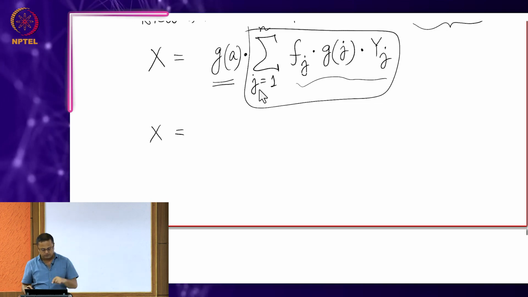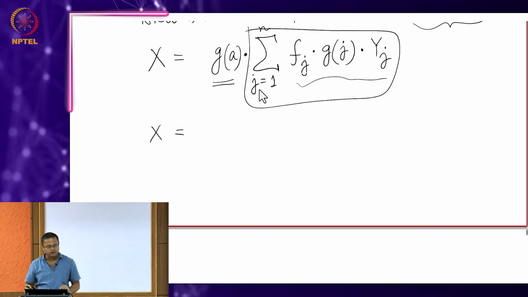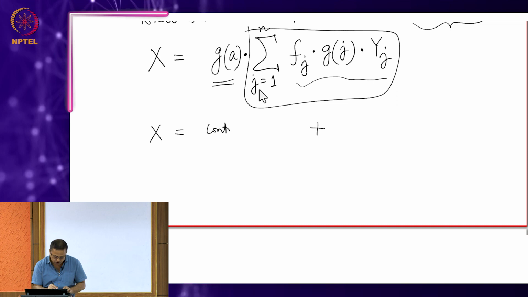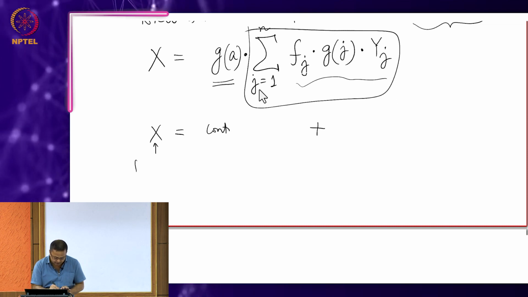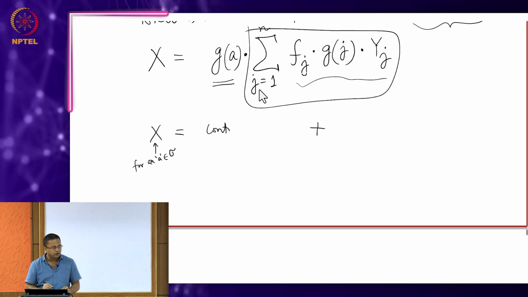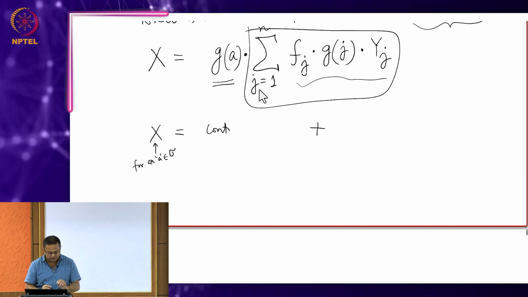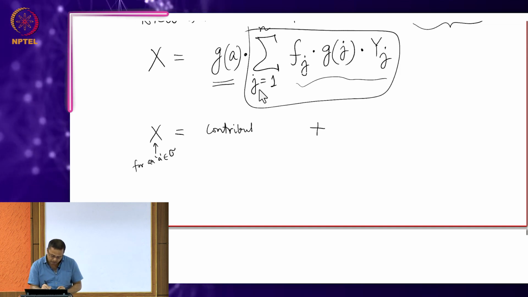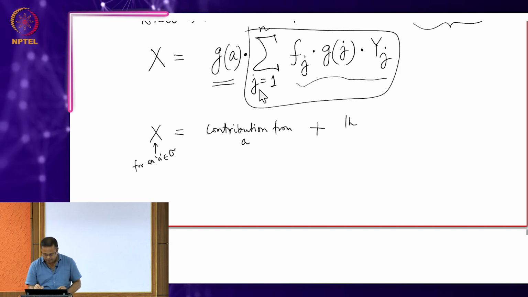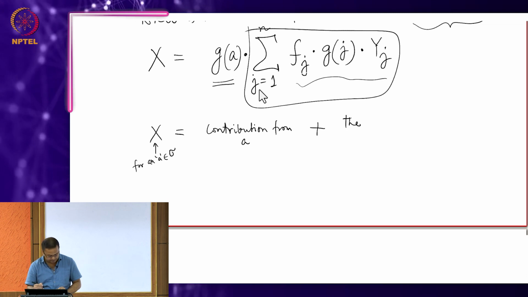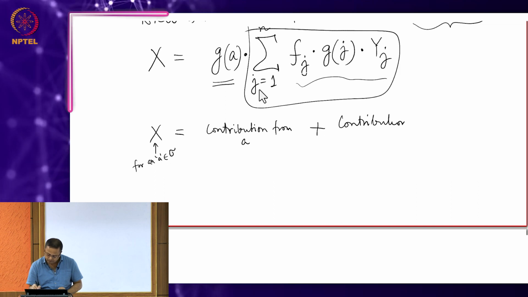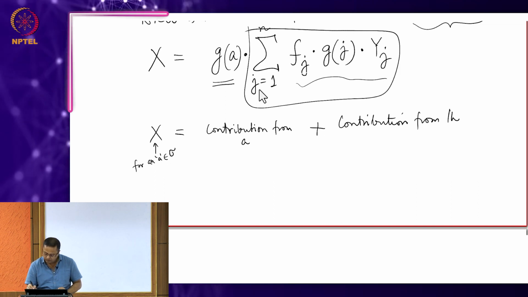Now, first, so this is over j equals 1 to n. So, let me now write this quantity as, so this x is for a particular a, right, for an a belonging to sigma. Now, what I am trying to do is write this random variable as a contribution from a and from the rest.